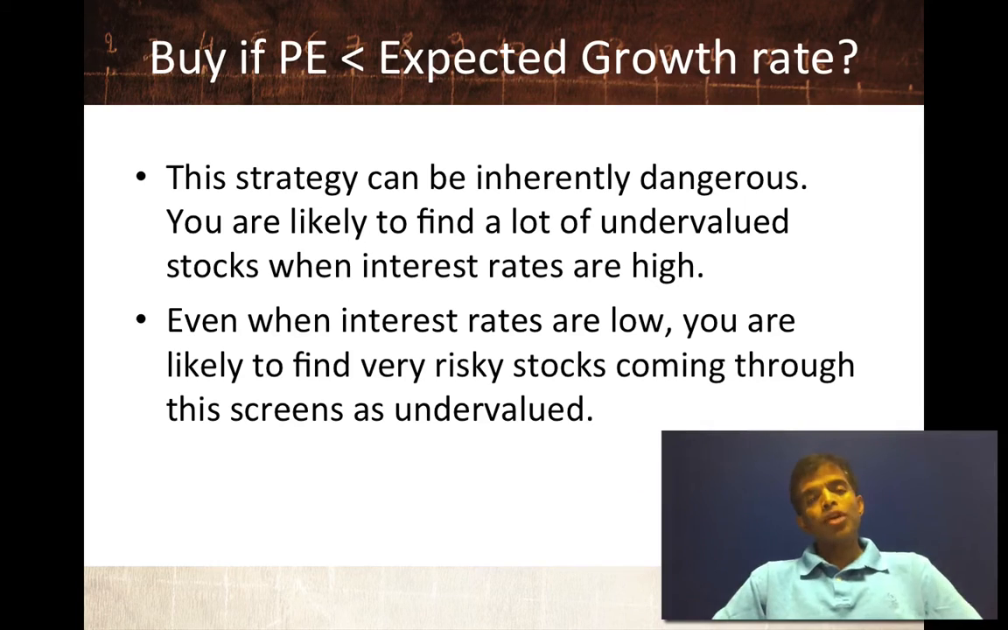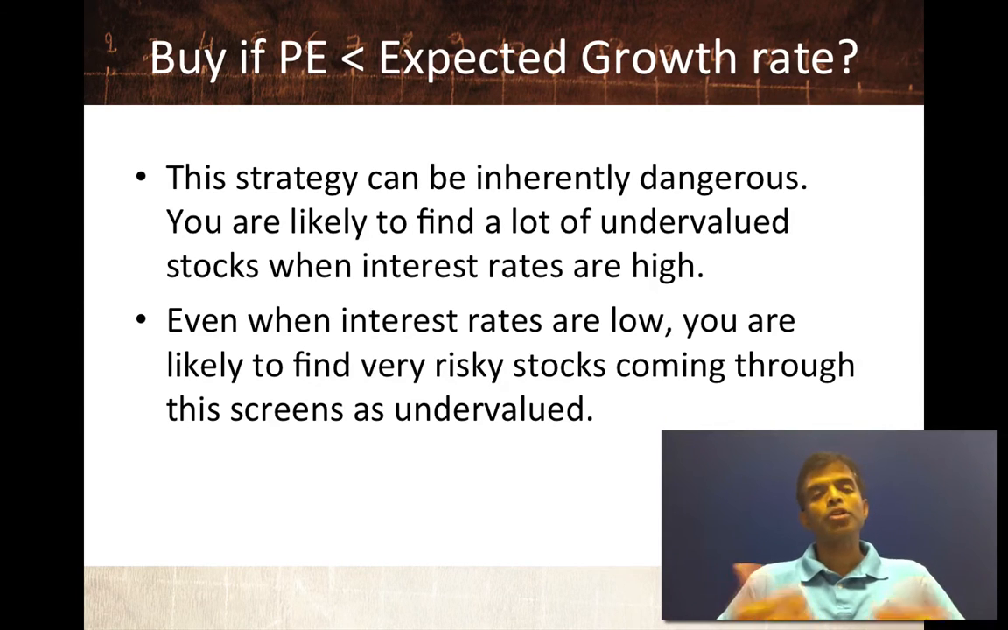Now, of course, the question with each of these strategies is, does it work? I think the first strategy of comparing the PE to the growth rate is a dangerous one because from an intrinsic value standpoint, there's no reason to conclude that just because a PE is less than the growth rate, a stock is cheap. In fact, it is easy to show that when interest rates are high, this is going to happen on a lot of companies. And when interest rates are low, very few companies are going to come through on the screen. So what you're actually capturing is an interest rate effect rather than whether this stock is cheap or expensive.